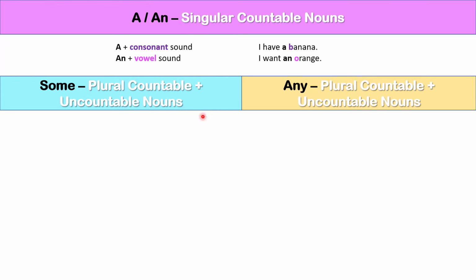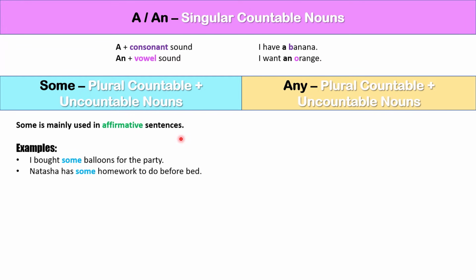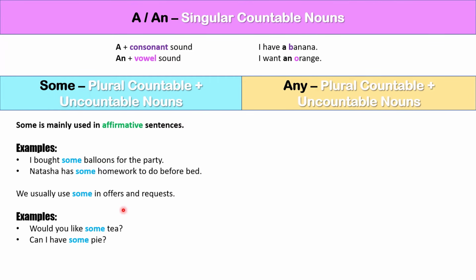We use both some and any with plural countable and uncountable nouns. Some is mainly used in affirmative sentences. For example, I bought some balloons for the party. Natasha has some homework to do before bed. Both of these are affirmative sentences, so we use some. In the question form, we can use some in offers and requests. For example, would you like some tea? Can I have some pie?